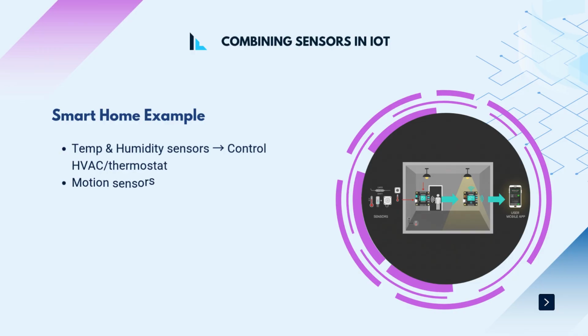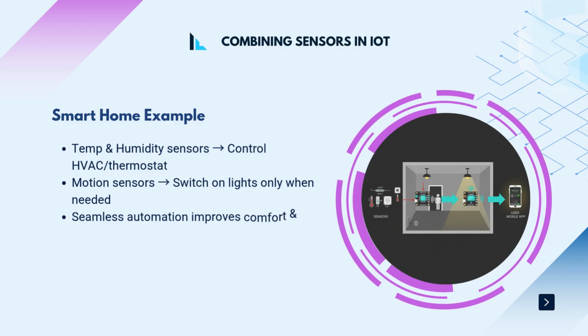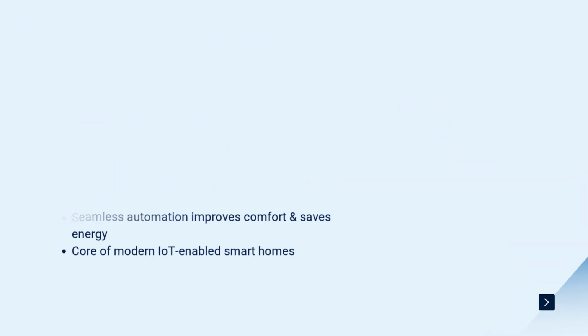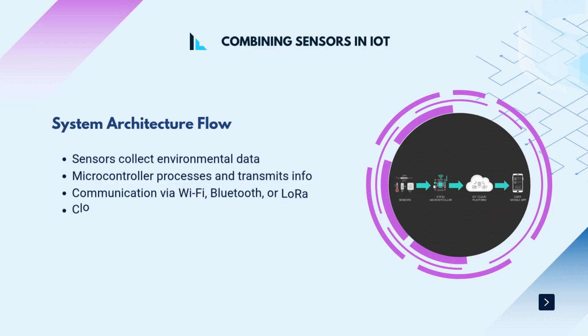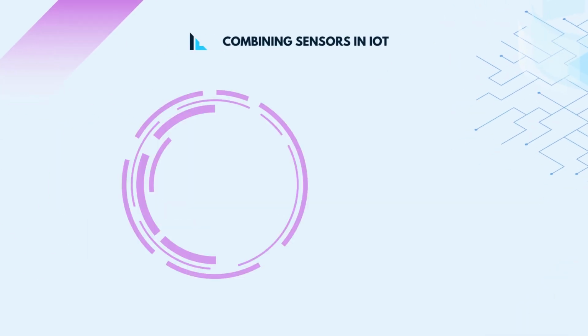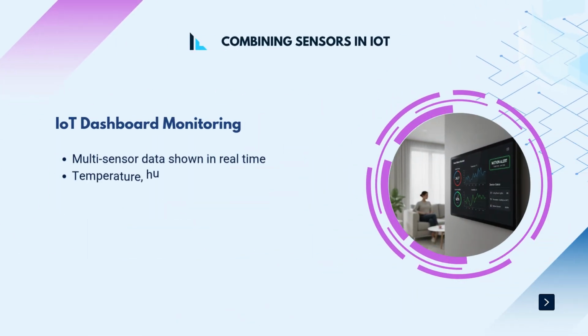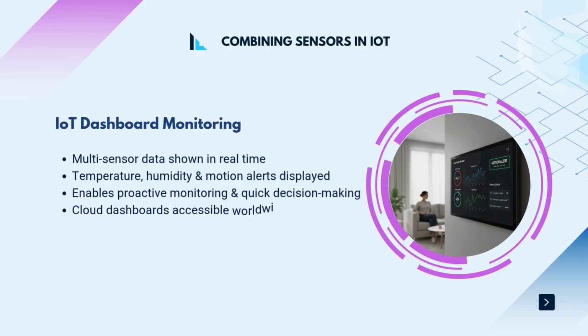Now imagine combining these sensors in one system. For example, a smart home system might use a temperature and humidity sensor to maintain comfort levels, and a motion sensor to turn on the lights only when someone is in the room. All the data can then be sent to the cloud using Wi-Fi, Bluetooth, or LoRa. From there, users can monitor the environment on a mobile app or dashboard. This is the essence of IoT, multiple sensors working together, sending data, and triggering smart actions.